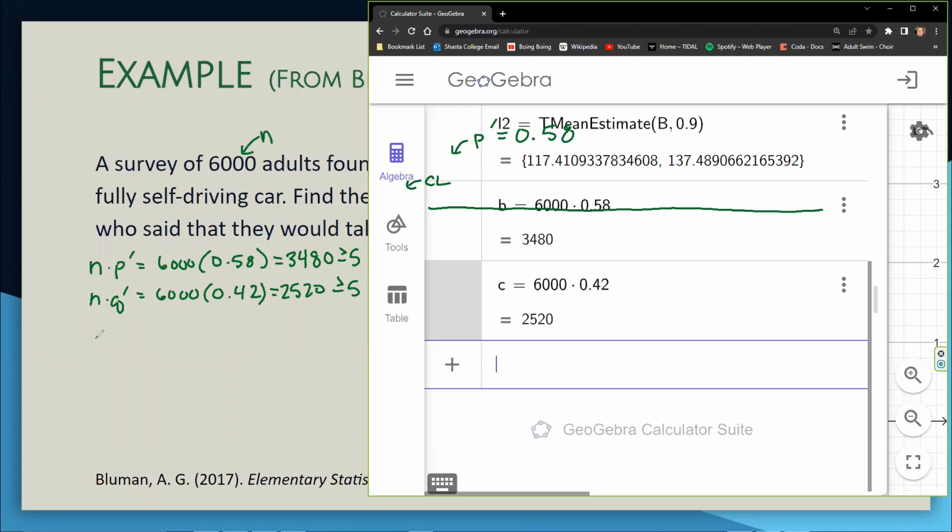I'm going to jot down that information we can't see. We know P prime is 0.58, and we know that our confidence level is 90%, so 0.90. And then we know our sample size is 6,000.